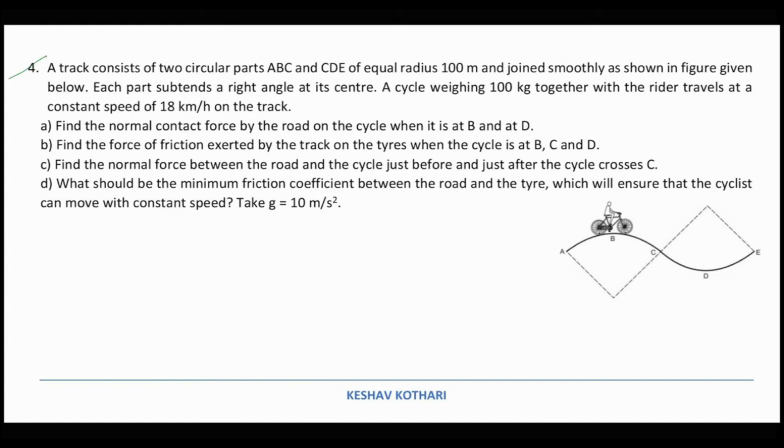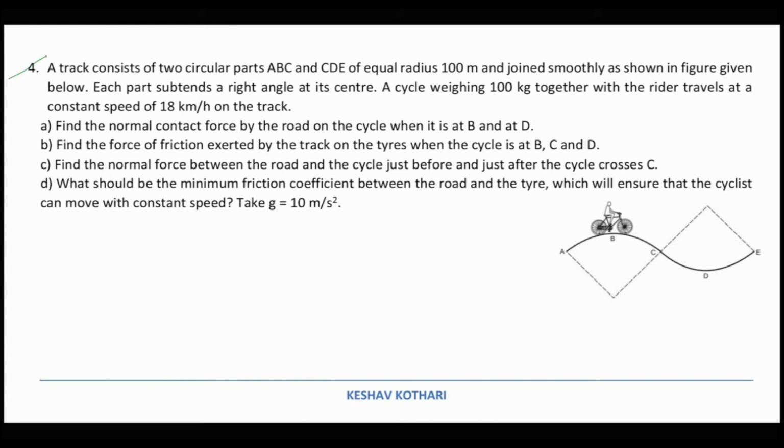the track. Find the normal contact force by the road on the cycle when it is at B and at D. Find the force of friction exerted by the track on the tires when the cycle is at B, C and D. Find the normal force between the road and the cycle just before and just after the cycle crosses C. And the last part, what should be the minimum friction coefficient between the road and the tire which will ensure that the cyclist can move with a constant speed.